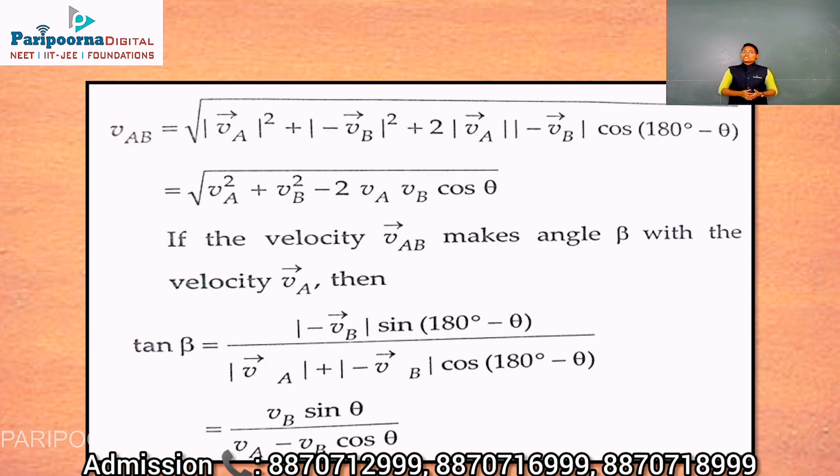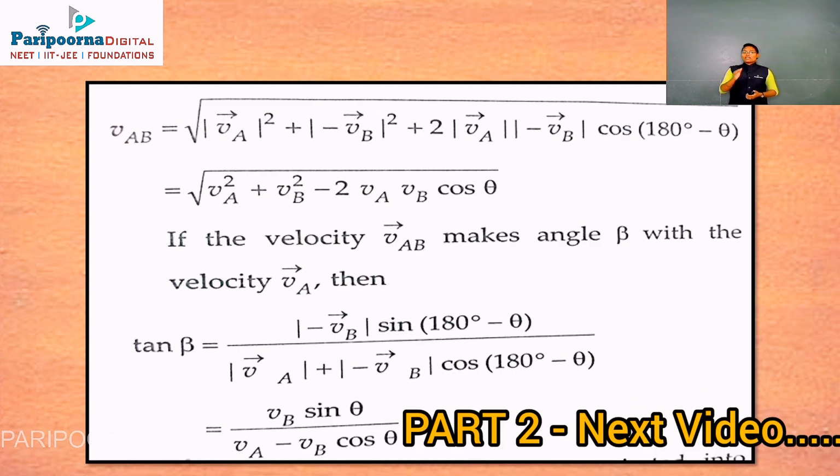If the vector V_AB makes an angle beta with the velocity V_A, then tan beta is equal to the modulus of minus V_B vector into sin(180 degrees minus theta), divided by the modulus of V_A plus the modulus of minus V_B into cos(180 degrees minus theta). So that gives us V_B sin theta divided by V_A minus V_B cos theta. So this is the relative velocity.